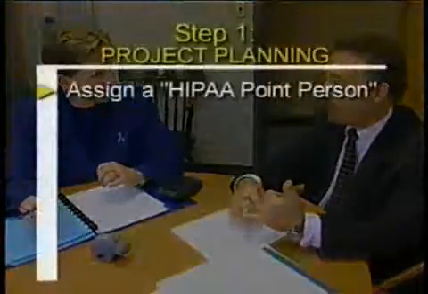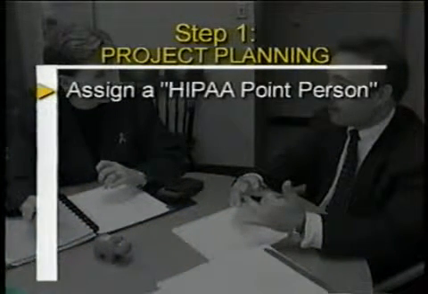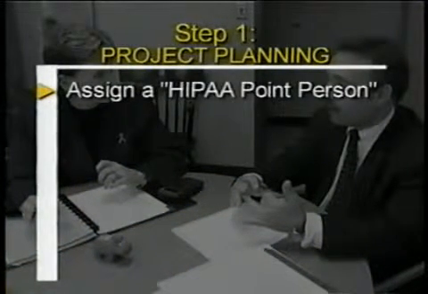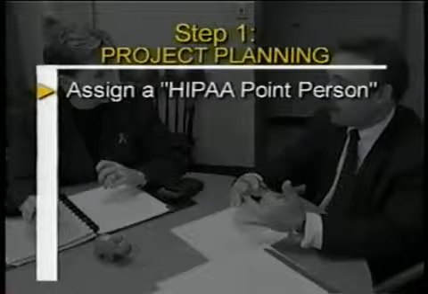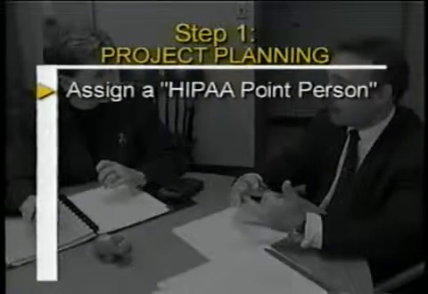The first step is HIPAA project planning. Assign someone in your office as a HIPAA point person if you haven't already done so. This person should be responsible for all aspects of HIPAA and should have access to the HIPAA decision makers such as the CEO, the CFO, and the CIO.